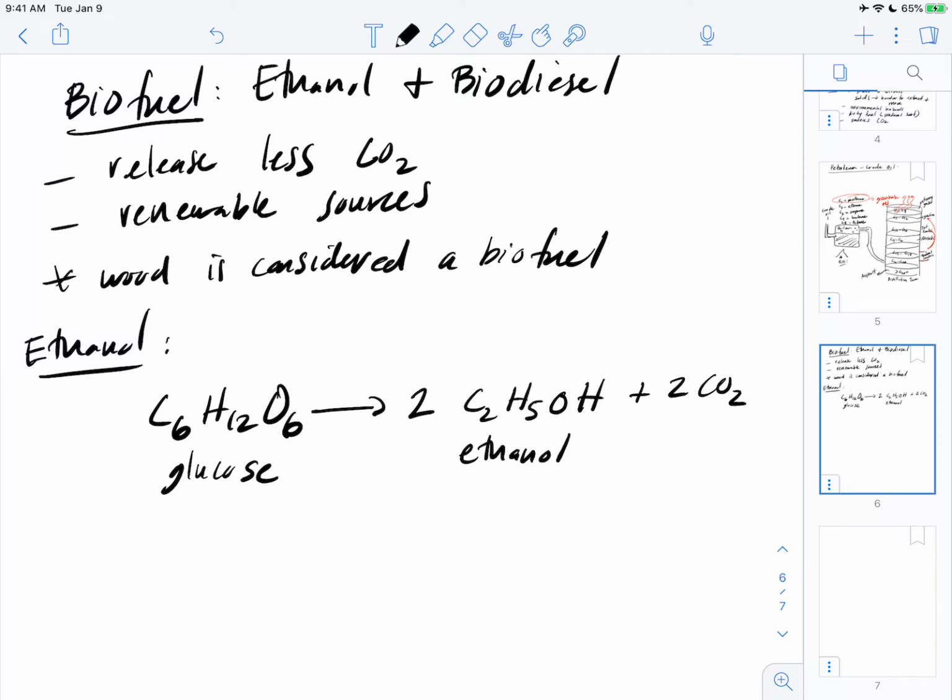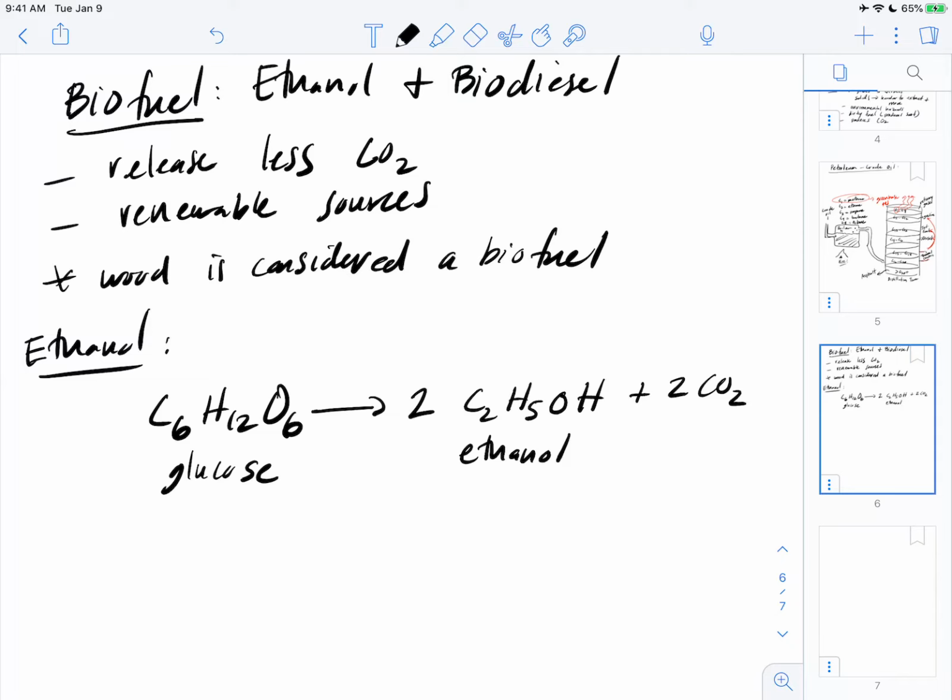We'll be talking about this in the process of brewing. We will also be using a glucose or a fermentable sugar. This whole process is fermentation, where we're converting glucose to ethanol. There are different ways we can do this, but we'll leave it at that for right now.